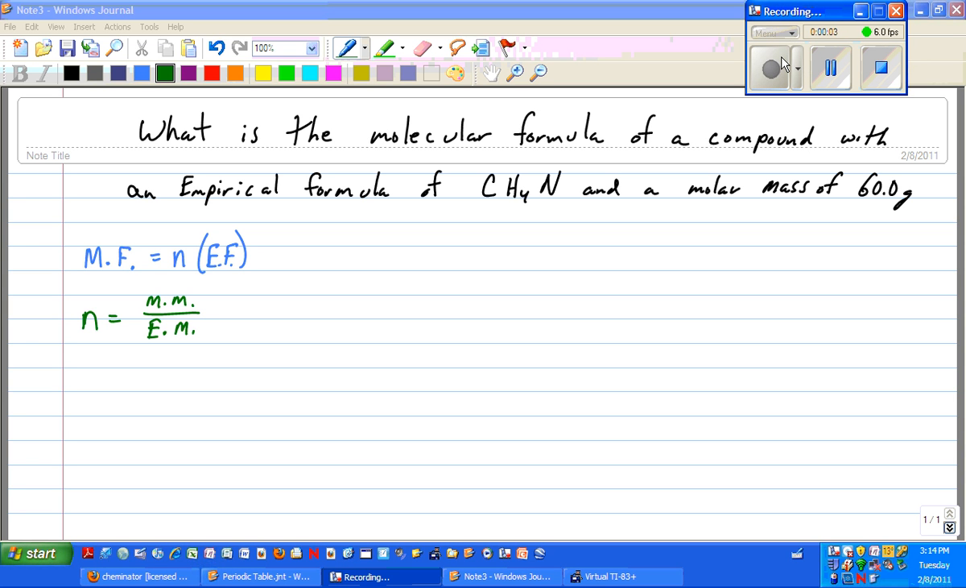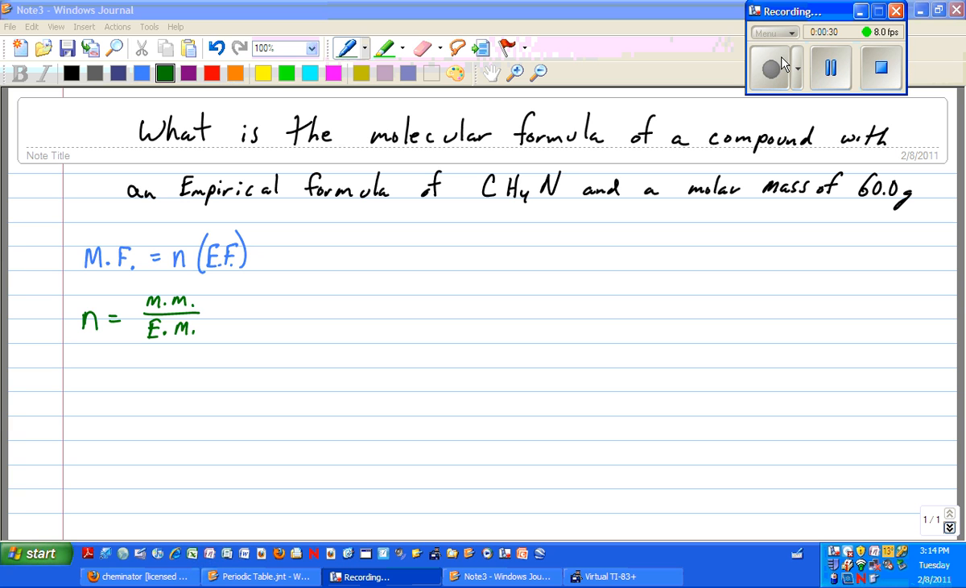Okay, well, I'm going to do another podcast example here. What we're going to do is calculate a molecular formula given an empirical formula and a molar mass. Keep in mind that whenever we're calculating a molecular formula, we have to be given these two things, an empirical formula and a molar mass, or at least given enough information to calculate an empirical formula. But we always have to be given the molar mass.